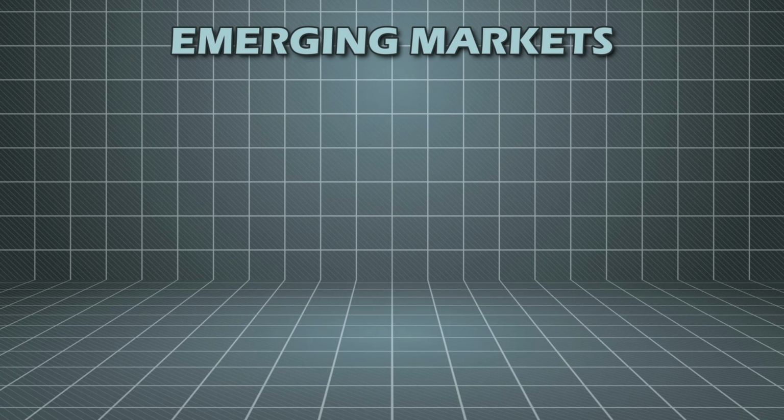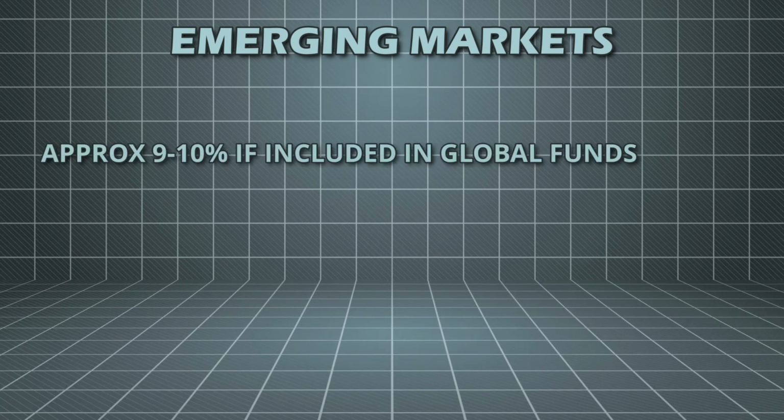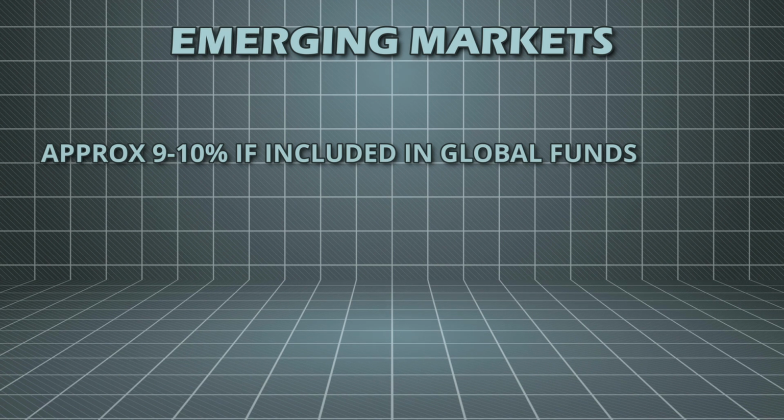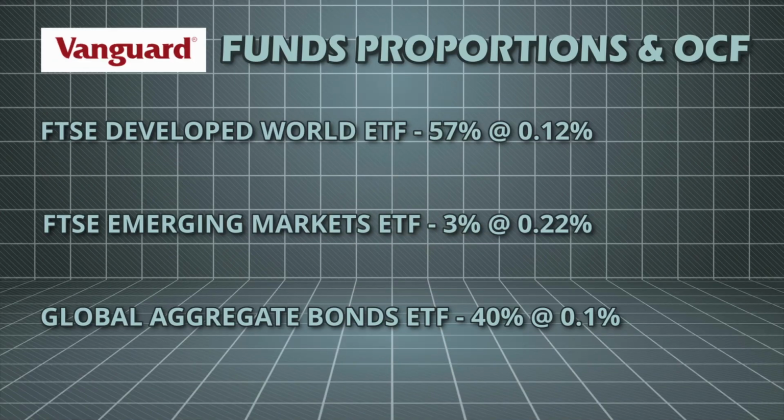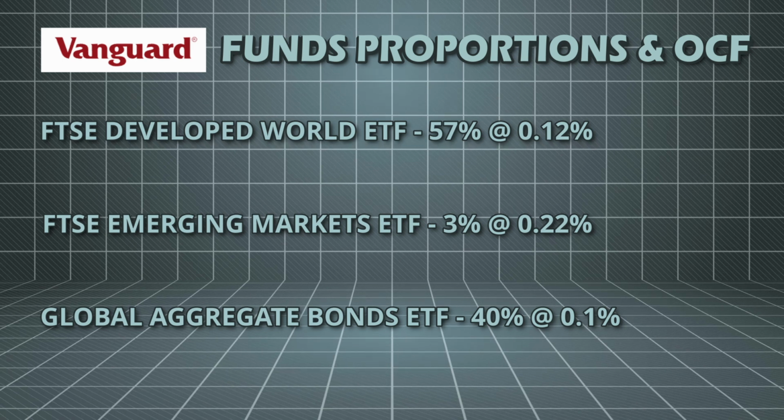I did think about buying a global fund that included emerging markets. However, the proportion of emerging markets within those global funds is about 9 to 10%, and I didn't want such exposure. Also, those global funds that include emerging markets generally have a higher OCF, as emerging markets are less liquid and more difficult to trade. So choosing emerging markets in a separate fund, where I could choose the proportion to 3%, also meant that I could keep my OCF lower overall, by only paying that higher 0.22% on 3% of my portfolio, as opposed to having to pay it on 60% of my portfolio if I'd included emerging markets in the global fund.